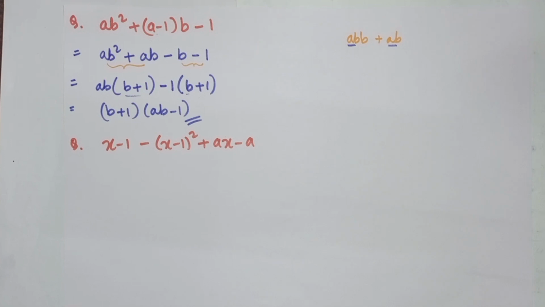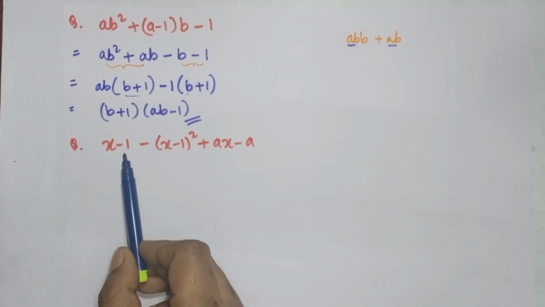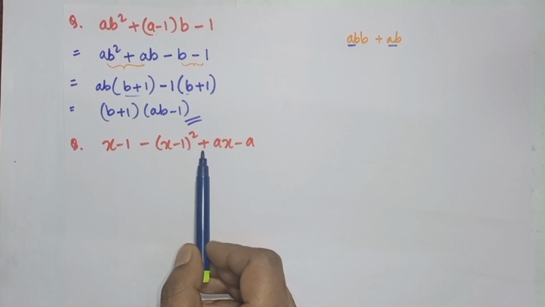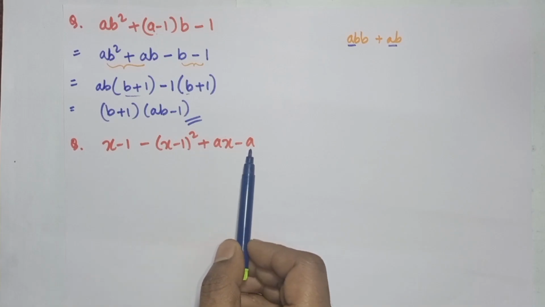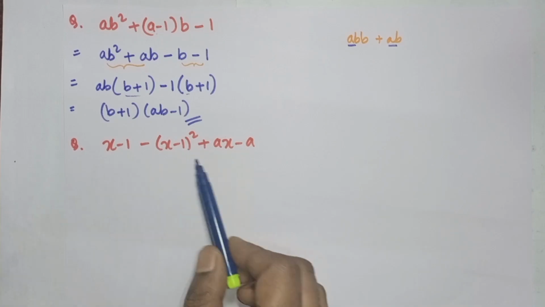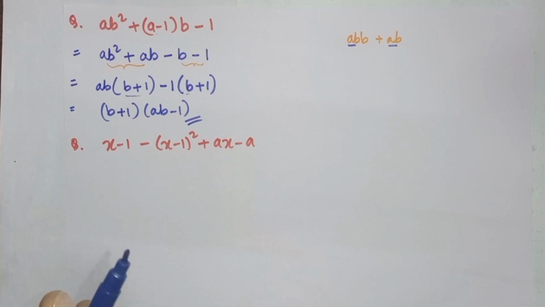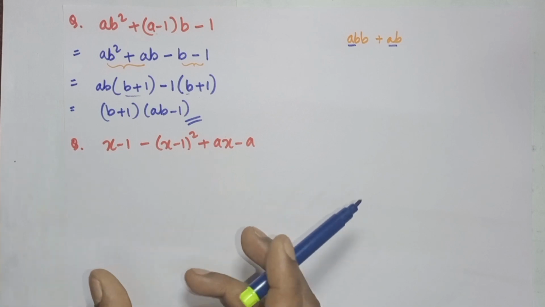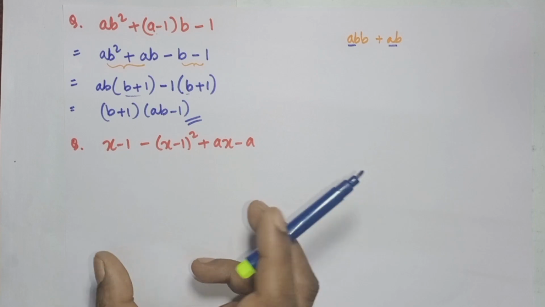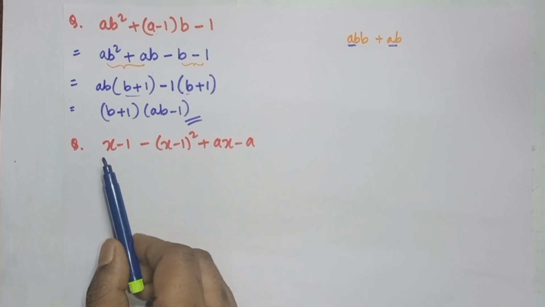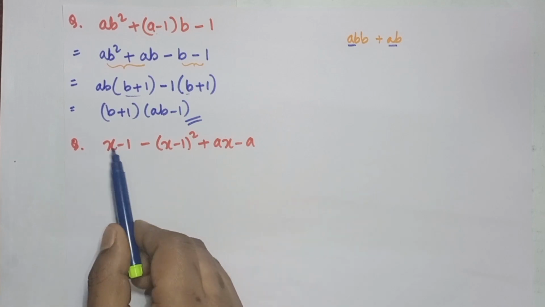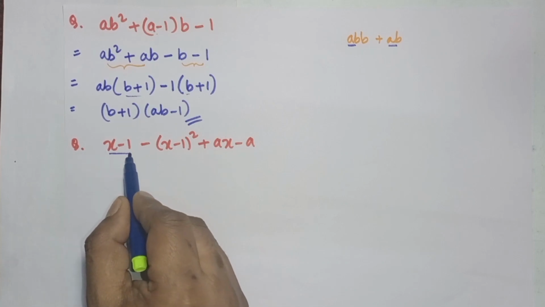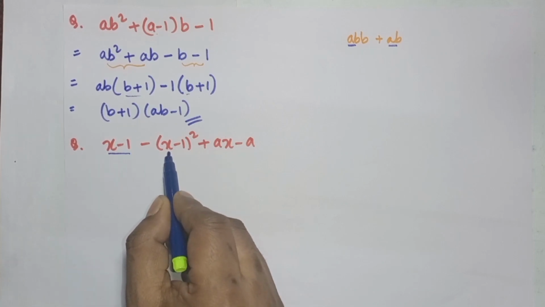So here we have another question. You can see what you have: x minus 1 minus (x minus 1) whole square plus ax minus a. By seeing only, I think it's looking difficult. But in the exam they always give some trick, there will be some relation. If you see here nicely, x minus 1 is there, and this side also x minus 1 is there.